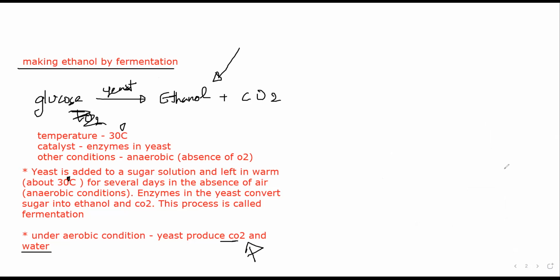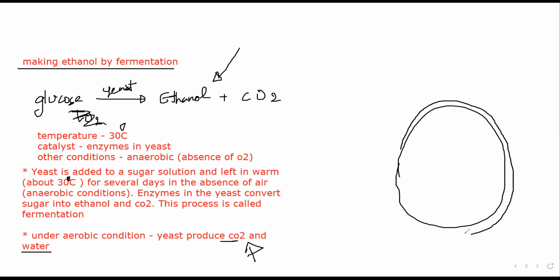Yeast cell, what is the cell wall made up of when it comes to yeast? It has a cell wall. Okay, what is the cell wall made up of? The plant cell wall is made up of cellulose. The fungi cell wall is made out of chitin. And then it has all the other organelles just like in a typical animal cell.